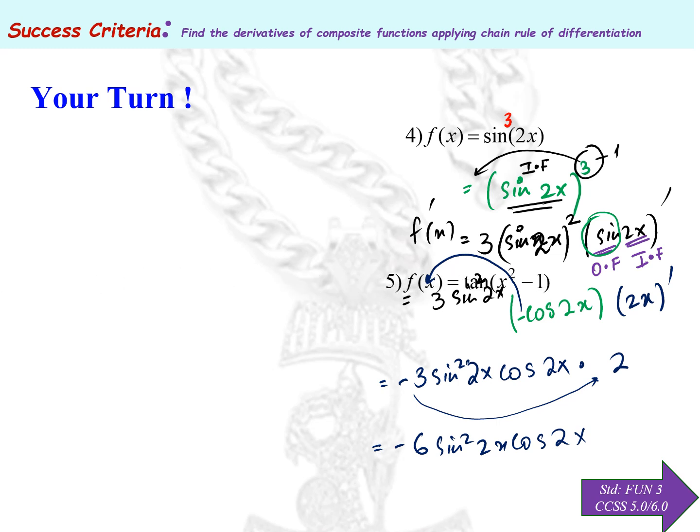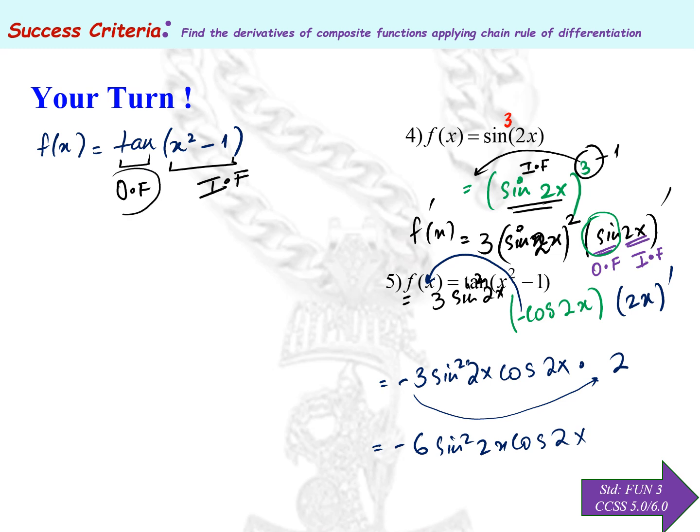Okay, I have one more question. f of x equals tangent of x square minus 1. Okay, what is your inner and what is your outer function? So this tangent, there is no power here on the tangent. So no power rule, so it is a direct rule. Tangent is our outer function and x square minus 1 is our inner function.